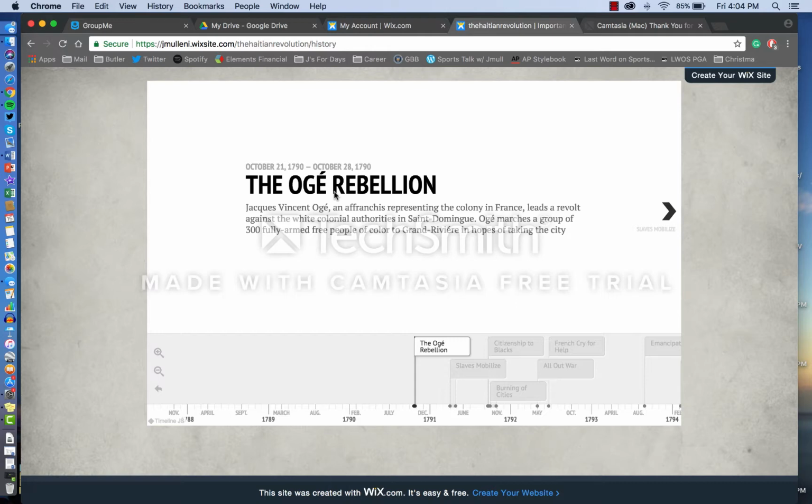So it starts on October 21st, 1790, with the Ogé Rebellion. A representative from the colony of France leads a revolt against the white colonial authorities in Saint Domingue. A man named Jacques Vincent Ogé marches a group of 300 fully armed people of color into Grand Rivière in hopes of taking the city. So this is really the first organized, active revolt in Saint Domingue, which eventually becomes Haiti.